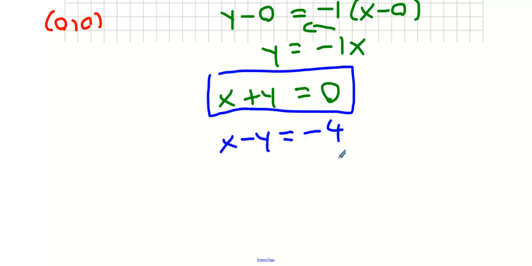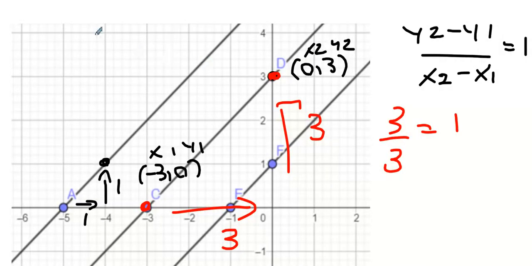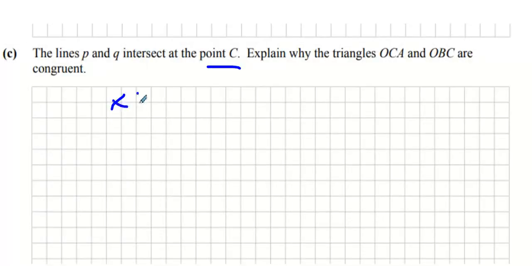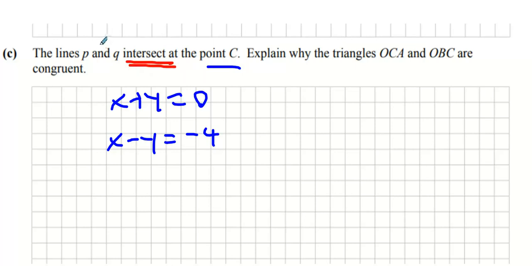Is that clear, you guys? So they're the two equations I'm going to use: x plus y equals 0 and x minus y equals -4. How did I know to do that? What's the key word that triggered me off? The two lines are intersecting each other. Therefore, find the point of intersection. It's got to be a simultaneous equation of two lines. Right, they made it quite easy on me.